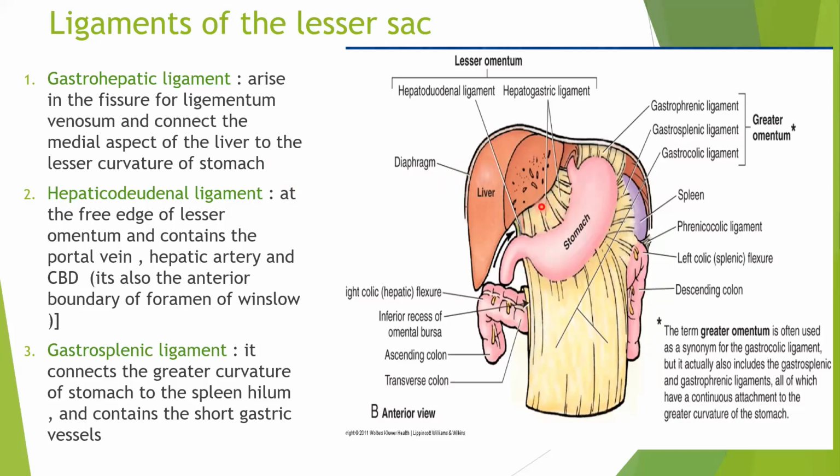As we said, this is the gastrohepatic ligament or the hepatogastric ligament, which is a part of the lesser omentum. This is the hepatoduodenal ligament, which contains the portal triad and connects between the first part of the duodenum and the porta of the liver. This is the gastrophrenic ligament between the stomach and the diaphragm. And this is the gastrosplenic ligament. This is the greater omentum and the gastrocolic ligament. This is the phrenicocolic ligament between the splenic flexure and the diaphragm.